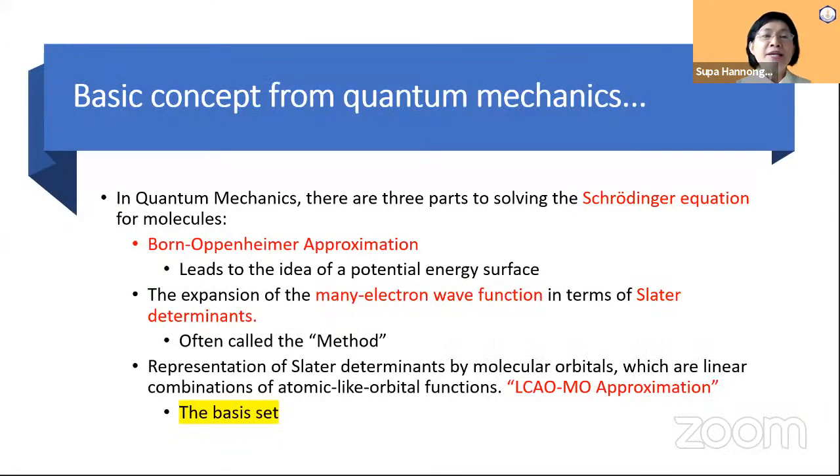Okay, so now we come to the basic concept from quantum mechanics, which I already introduced to you sometime earlier, right? Born-Oppenheimer and the many-electron wave function, for which we use the term Slater determinants, okay? And later on with the LCAO-MO approximation, we introduce the basis set.